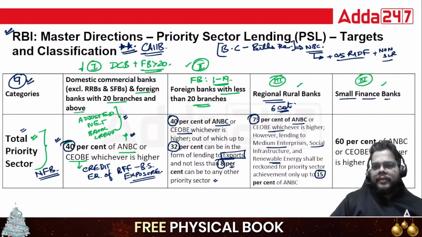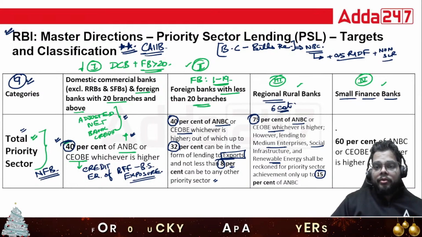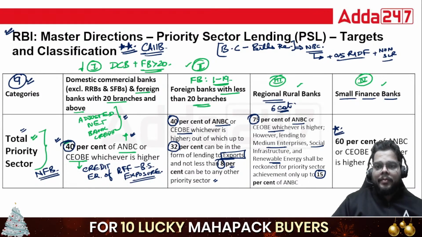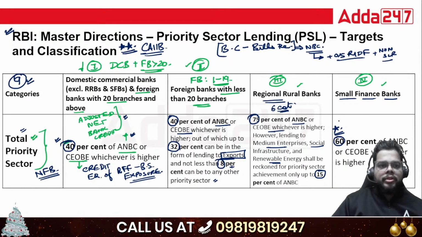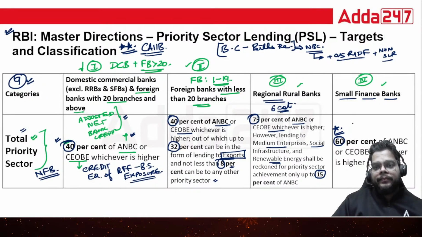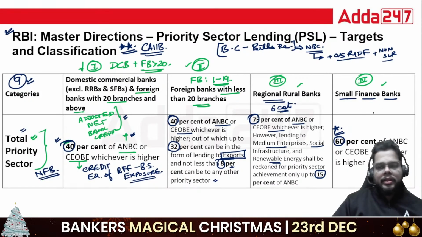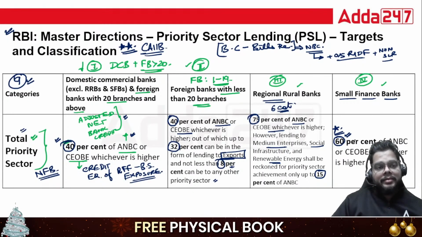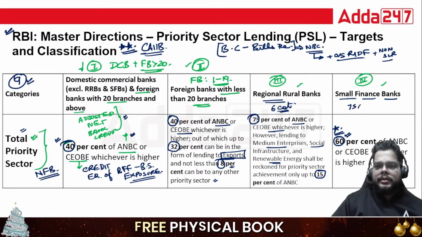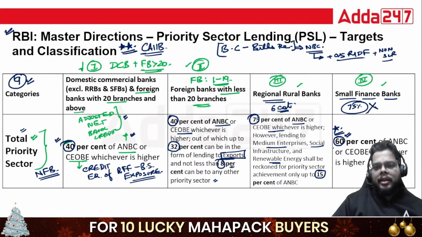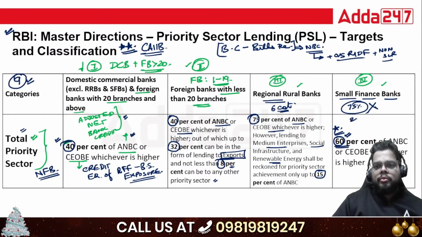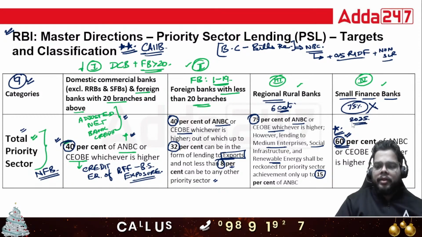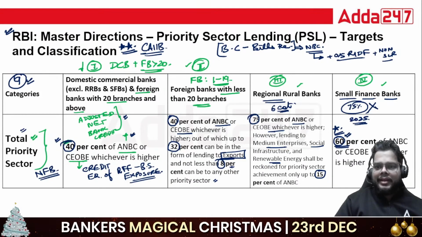Then we have small finance banks. A very important point to note here is that now the obligation is 60% of ANBC or COB, whichever is higher. Mostly you will find that still the old data is out in the open. But for our exam, always remember the latest data. It will be 60%. Earlier it was 75%. So mostly you will find this, which is wrong. Now it has been changed to 60% with effect from May-June 2025.